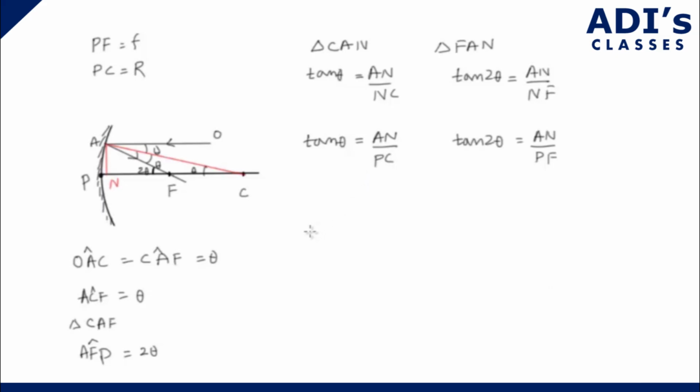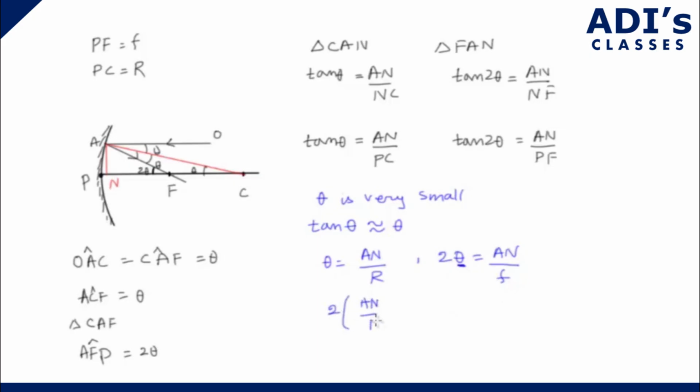And one more thing, for small angles of theta. If theta is very small, then tan theta is almost equal to theta. So we have theta equal to AN divided by R, and 2 theta equal to AN divided by f. So you can substitute this theta as AN by R. So we have 2 times AN divided by R is equal to AN divided by f.